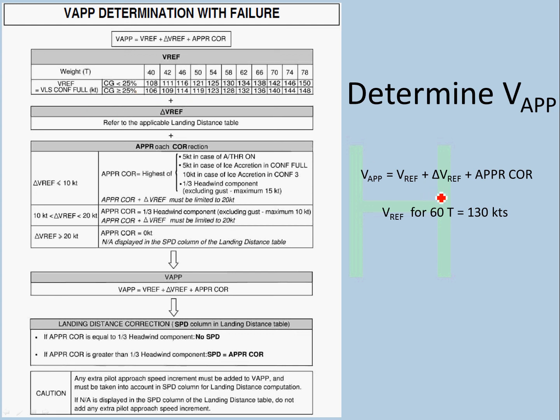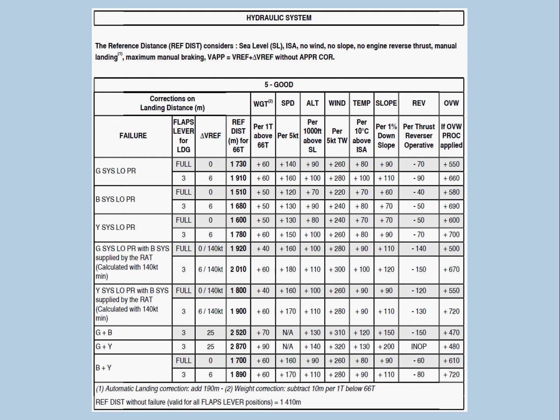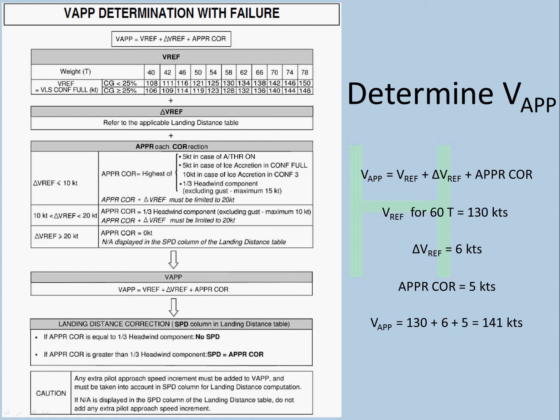For config 3, there's something called the delta Vref correction. How we find that out is referred to the applicable landing distance table. So we open the landing distance table for that particular failure in the QRH. This is the QRH landing distance table for hydraulic system. Code is checked 5, level good. Green system low pressure, flap 3, config landing. Delta Vref turns out to be 6. This is very important, so keep a note of this 6 knots. So delta Vref comes out to be 6 knots.